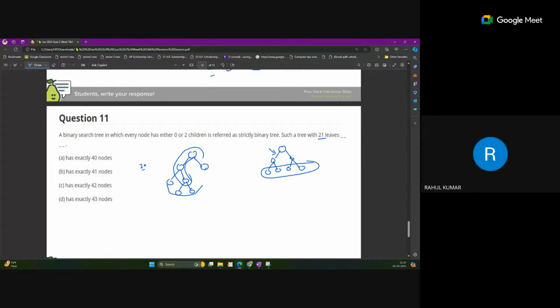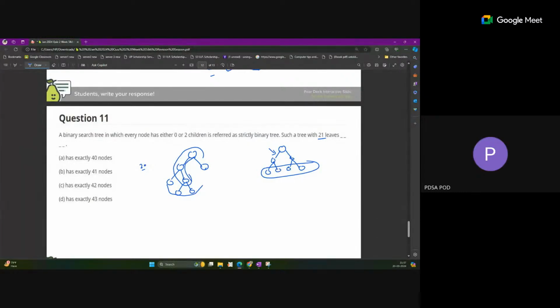Sir, but it's not balanced. We are not talking about the balance here anywhere. This is binary search tree. But the condition is given: every node contains either 0 childs or 2 childs. If it would have asked how many will have exactly 2, then it would have created the issue. But since it is asking for either 2 or 1, then we can say, na sir?